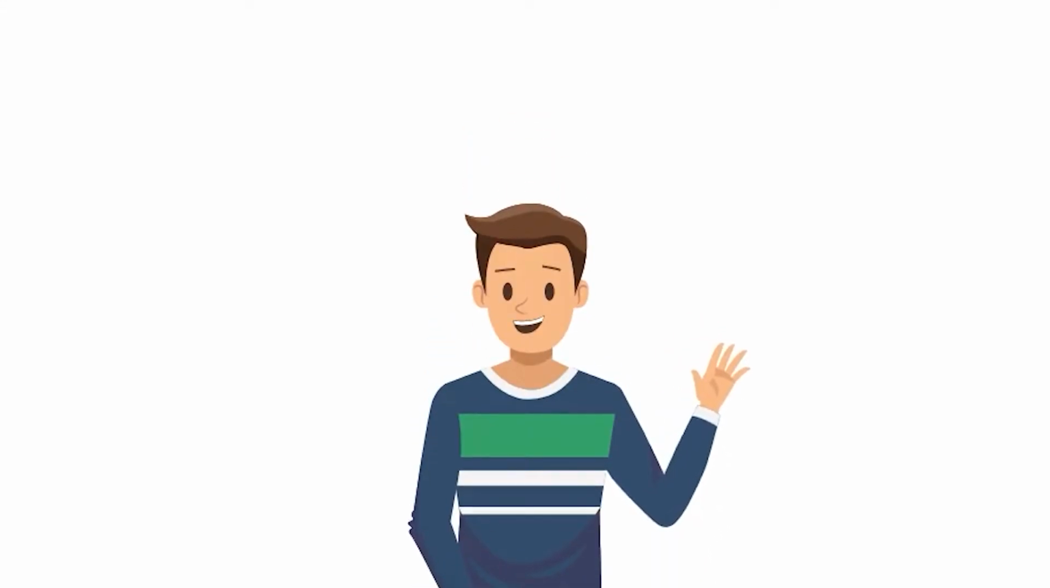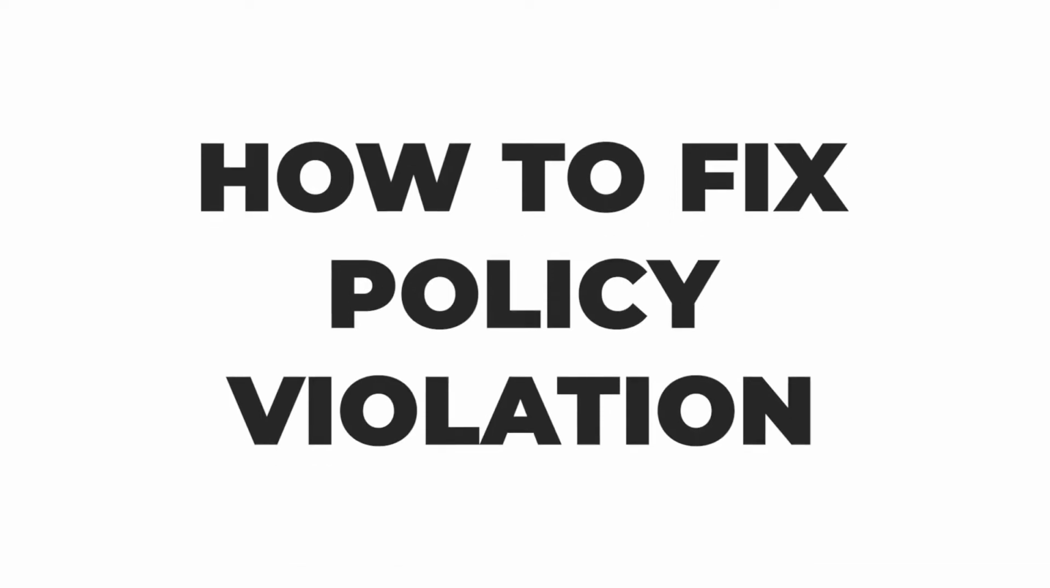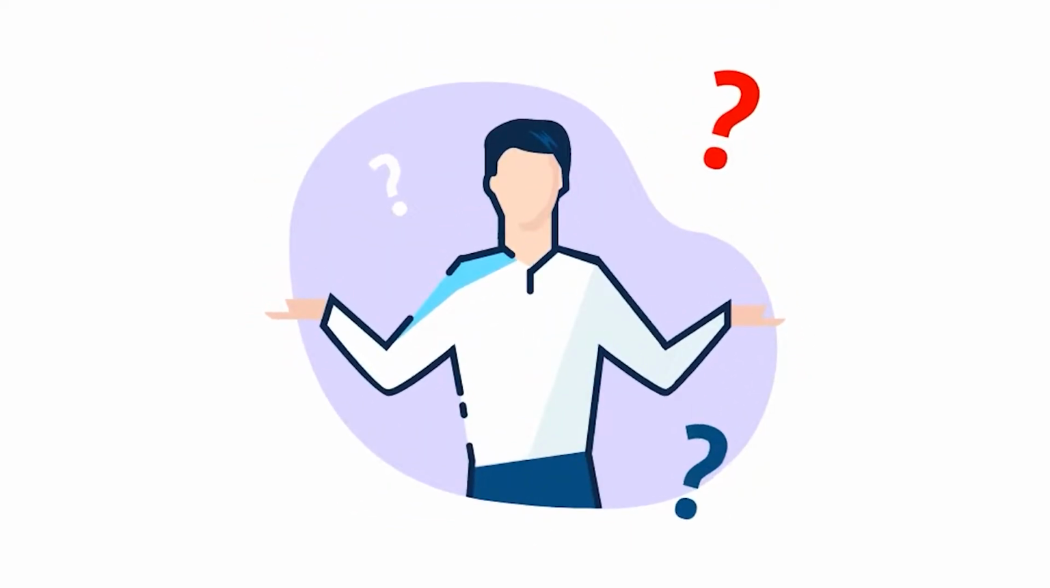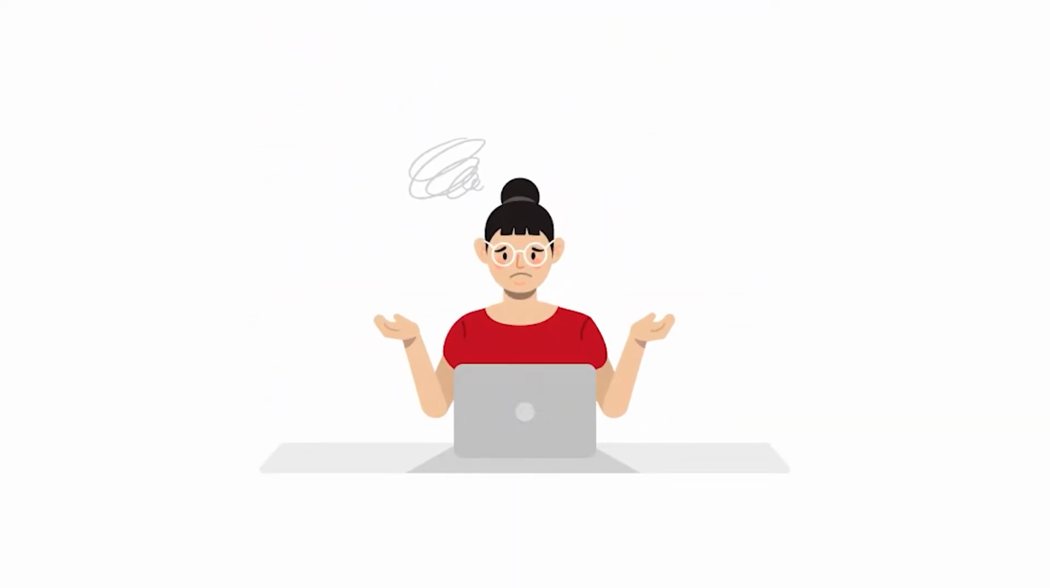Hello everybody, welcome back, and in this video I will show you how to fix policy violation. If you are using AdMob, AdSense or any other integration for your app, you must have violated a policy or had your account suspended unintentionally. It is because you accidentally breached a policy that the company doesn't tolerate.